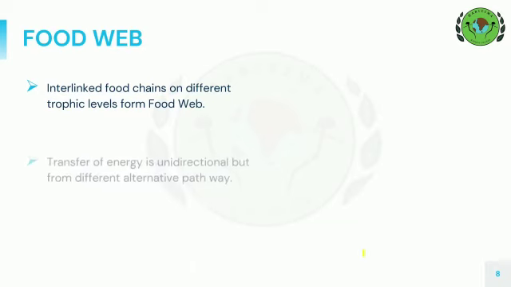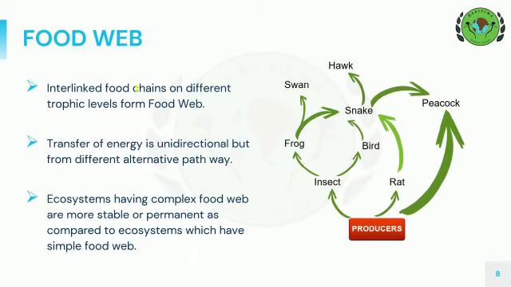Now let's see the food web. Interlinkage of food chains on different trophic levels form the food web. In food web, transfer of energy is unidirectional, but it is transferred from different alternative paths. And ecosystems having complex food webs are more stable or permanent as compared to the ecosystems which have simple food webs, because the ecosystem with complex food web is not affected by the loss of any single organism from a particular trophic level, as the food requirement will get fulfilled by the alternative path.